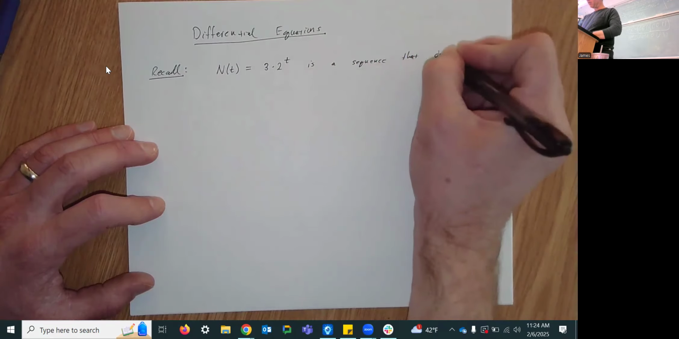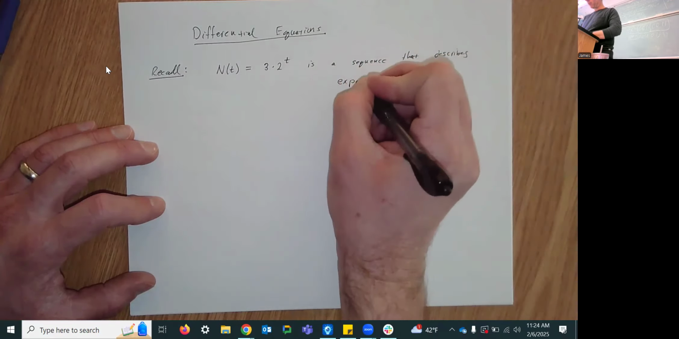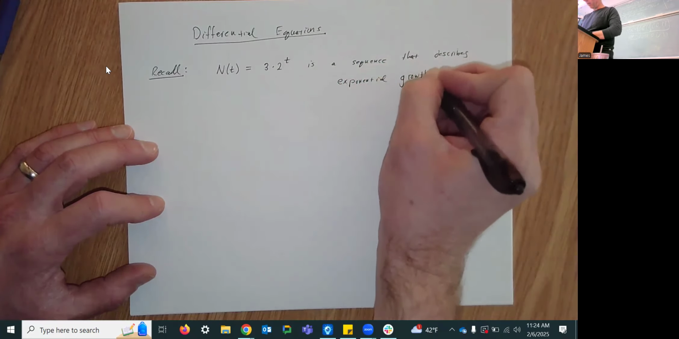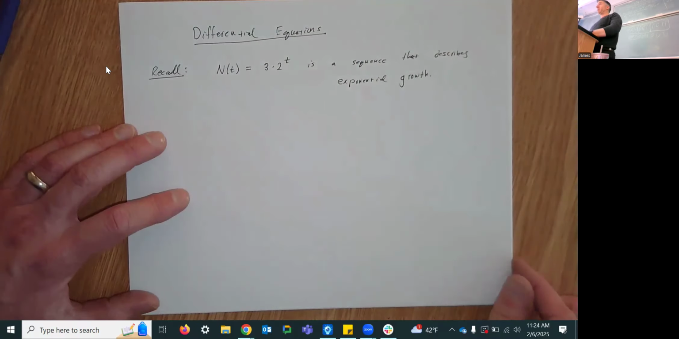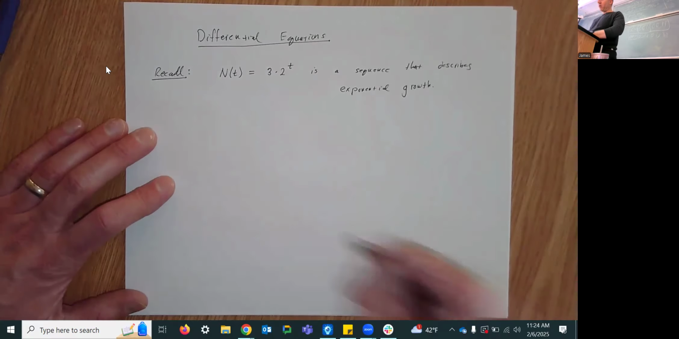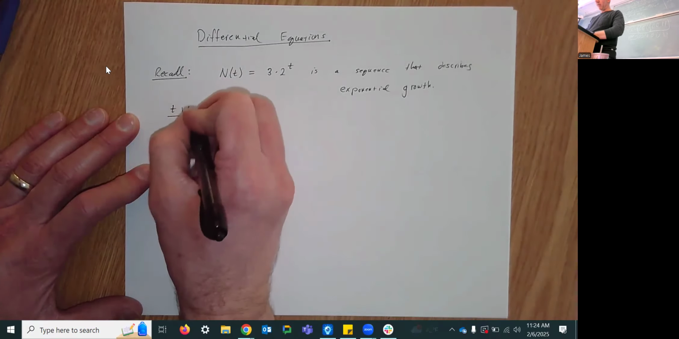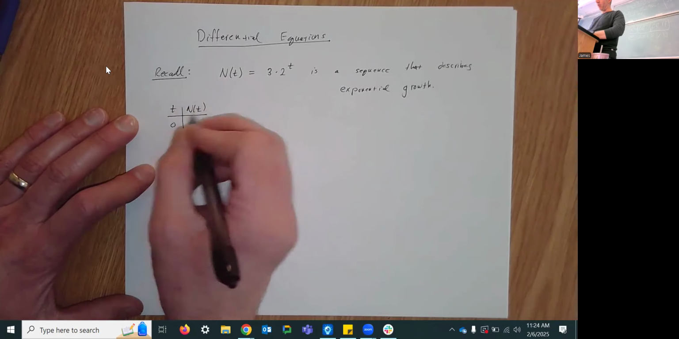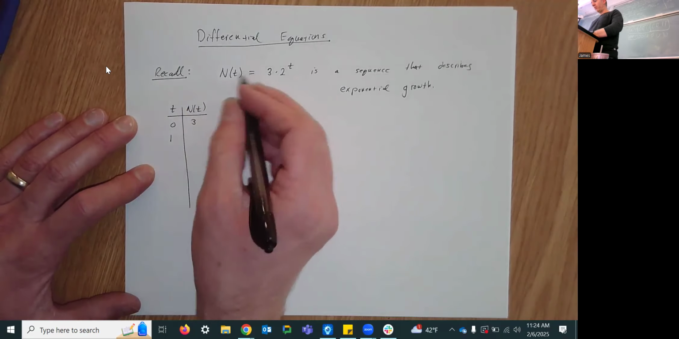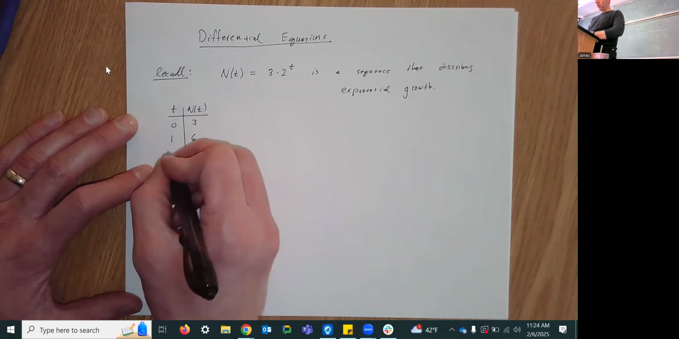that describes exponential growth, which I hope is somewhat obvious, because literally we have an exponential function, 2 raised to the power of t. And we could certainly find some values for t and N of t. At time 0, N of 0 would be 3 times 2 to the 0. At time 1, N of 1 would be 3 times 2 to the first. Time 2, you get 3 times 2 squared.